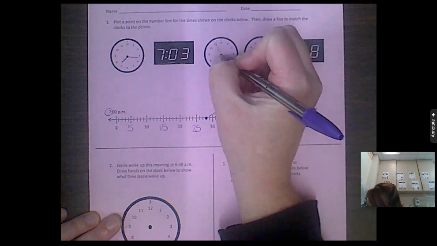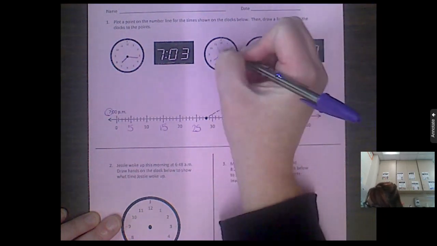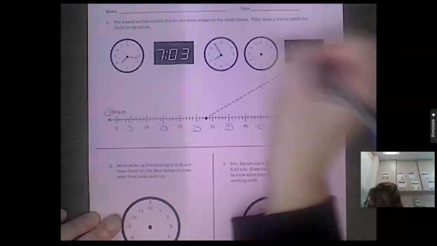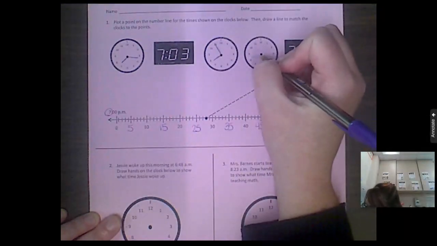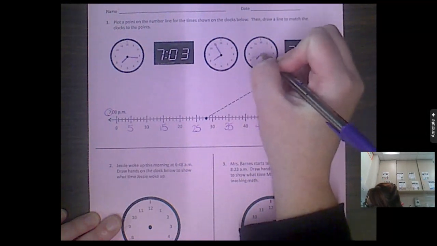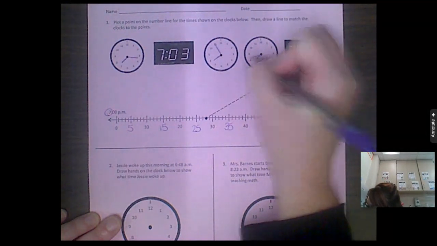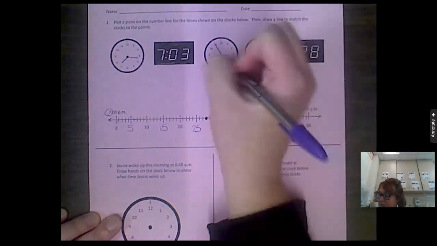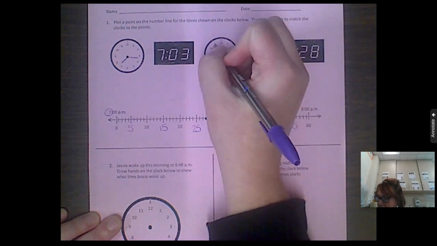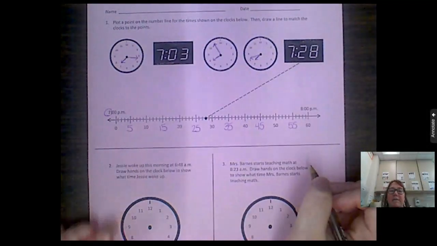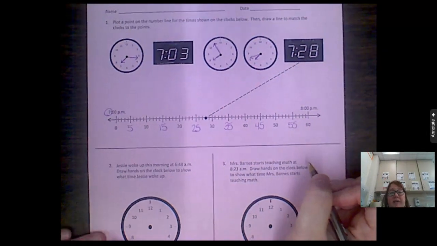And then this one is just before the 8, and this one is just on the 11. And this one, they're really close. So the hour hand is right there. And then the minute hand is just after the 8. These are horrible. But it's okay. We'll make the best use of it, right? Okay. So if you need to pause it to get that done, you can.